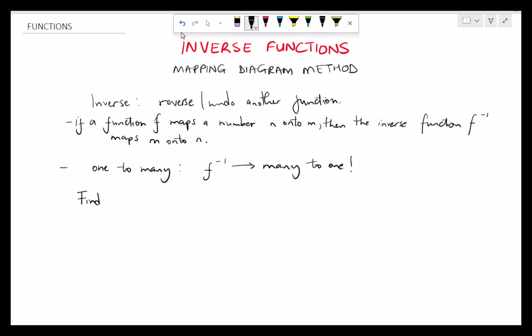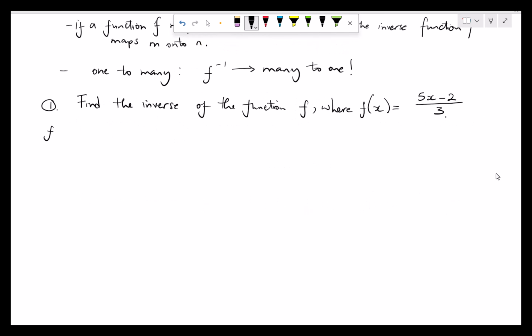Moving on to an example, we are asked to find the inverse of the function f where f of x is equal to (5x minus 2) all over 3. And we're going to draw a diagram. Remember, we said in this video, we're talking about the mapping diagram method. So that is what we are going to draw. If you haven't watched my first video on dealing with functions, please do so. I'll put it in the link so that you understand these steps.